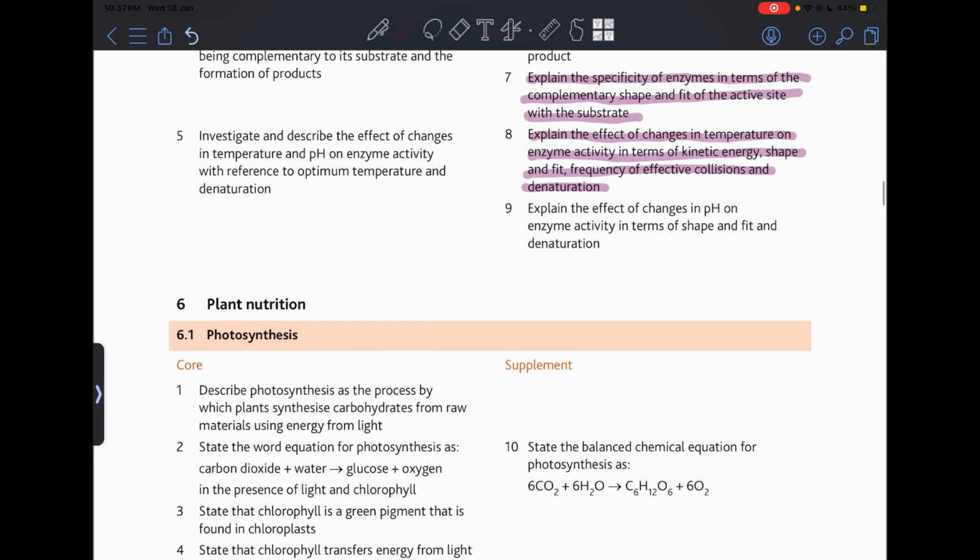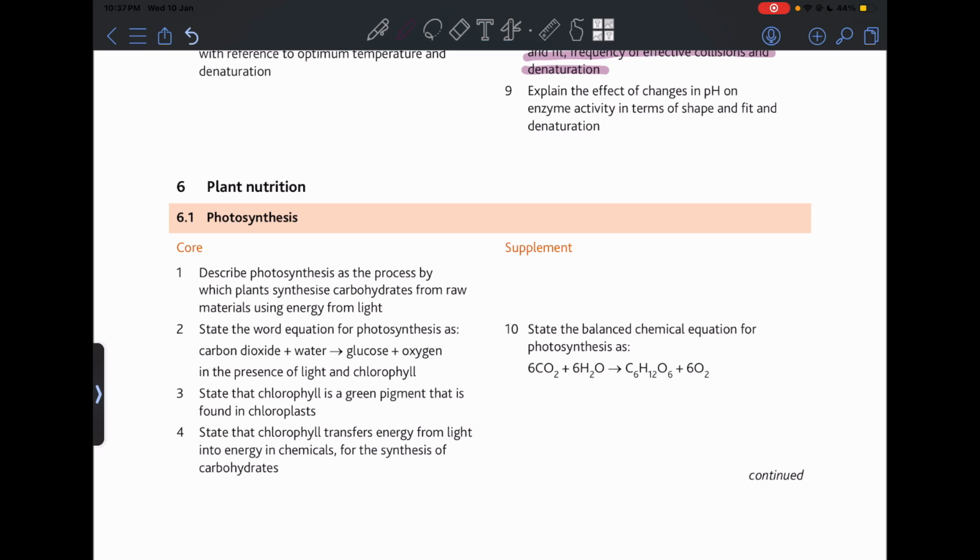Now, for chapter 6, which is plant nutrition, you have to know that 6.1 is about photosynthesis. This is basically the thing that a plant uses to create its own food. So the plant doesn't actually eat and drink like humans. It does something called photosynthesis, a process by which plants synthesize carbohydrates from raw materials using energy from sunlight. This word synthesize actually means make. So plants make glucose, they make sugar from raw materials using energy from light.